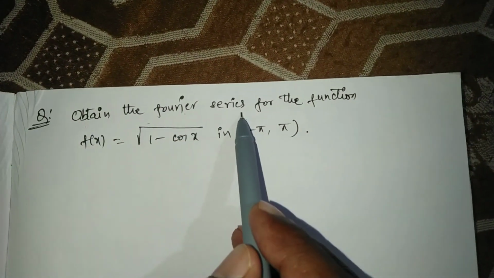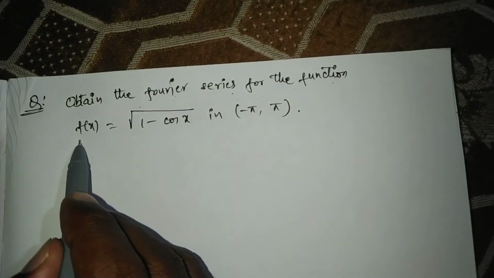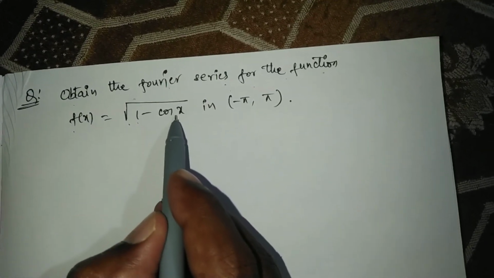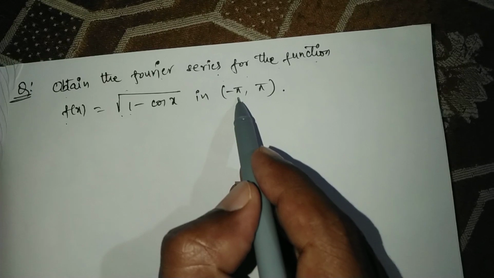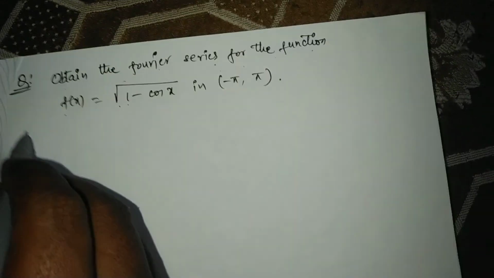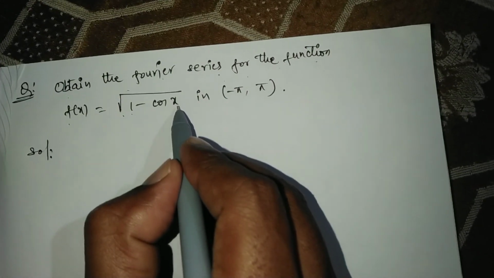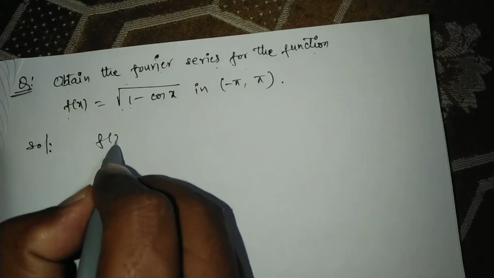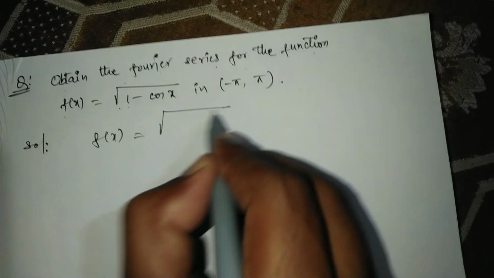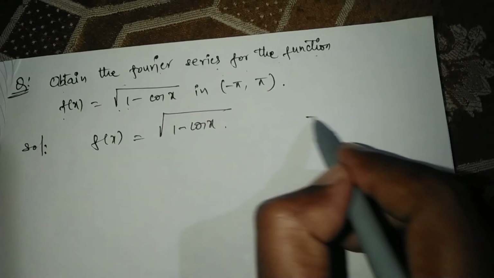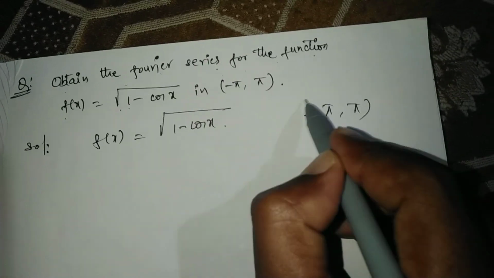Obtain the Fourier series for the function f of x is equal to under root 1 minus cos x in the interval minus pi to pi. So here, solution: first of all, write down the given function f of x is equal to under root 1 minus cos x. Now the interval is minus pi to pi.